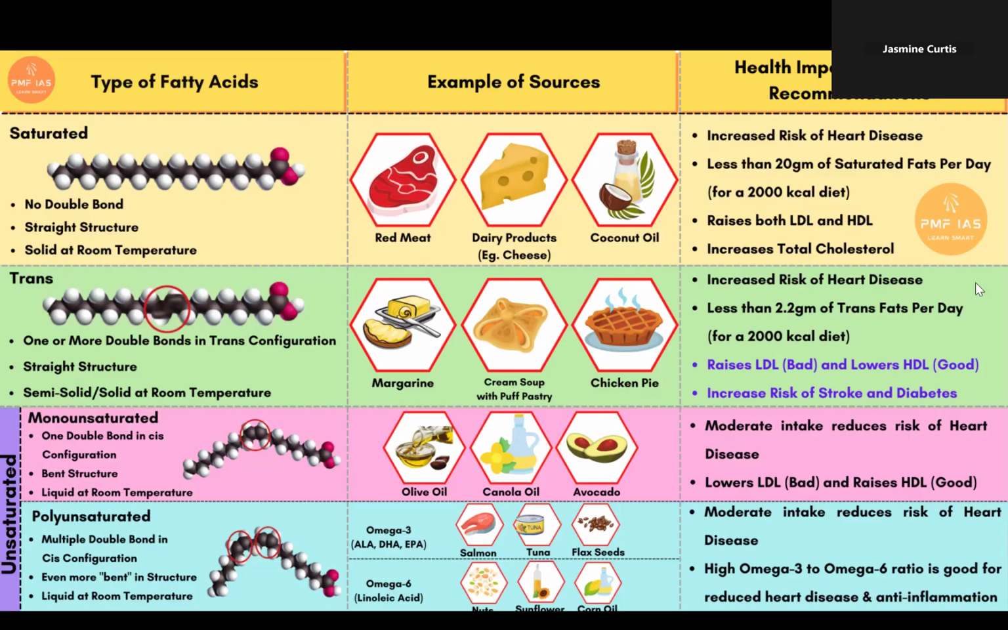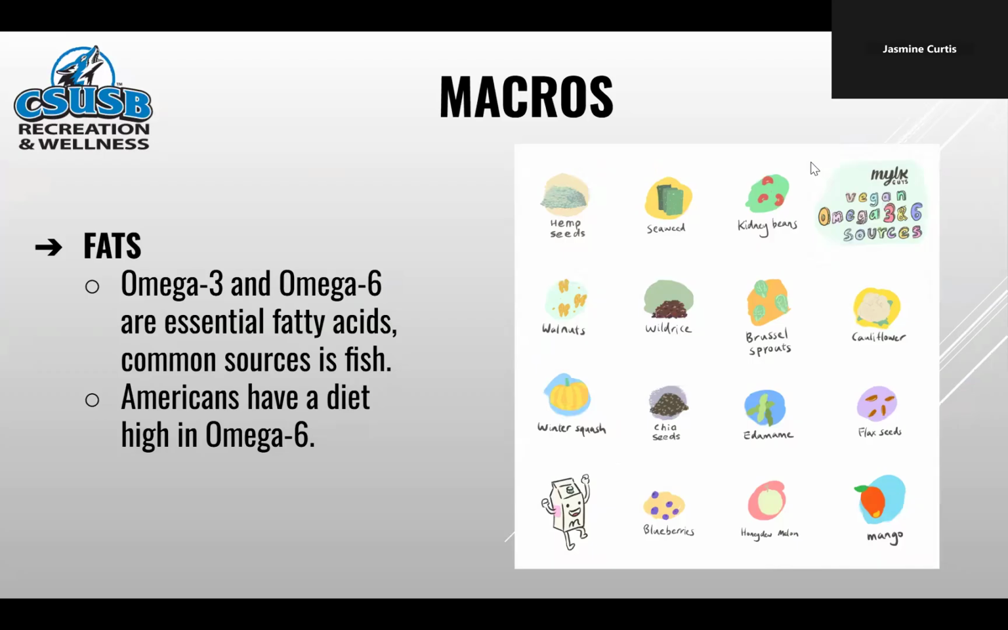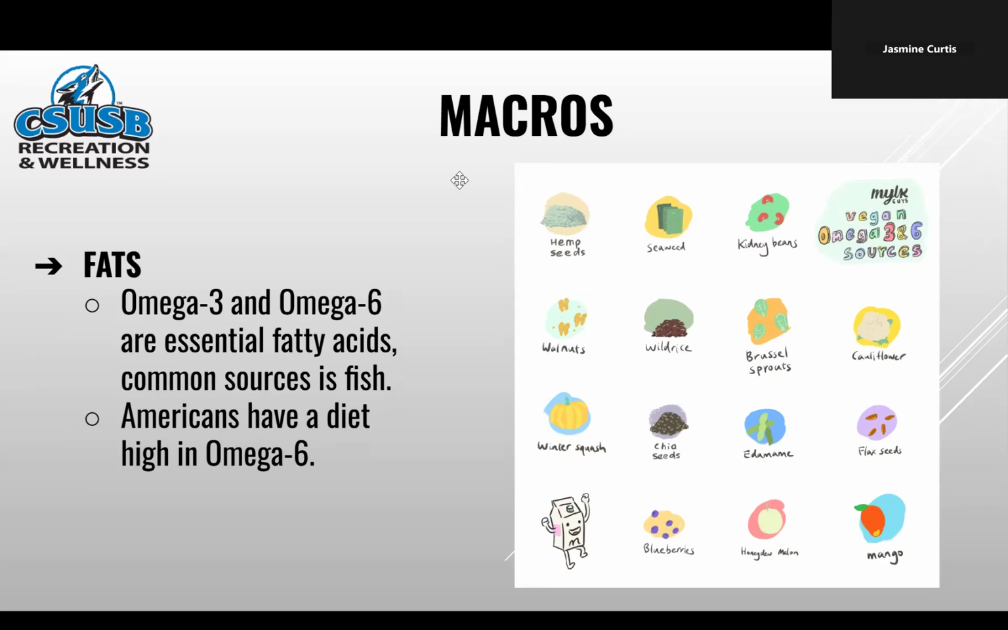All right, moving on. I think our last slide about fats is right here. Omega-3 and omega-6 are essential fatty acids. Common sources are in fish.